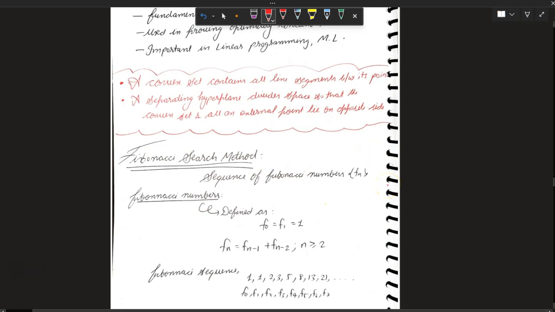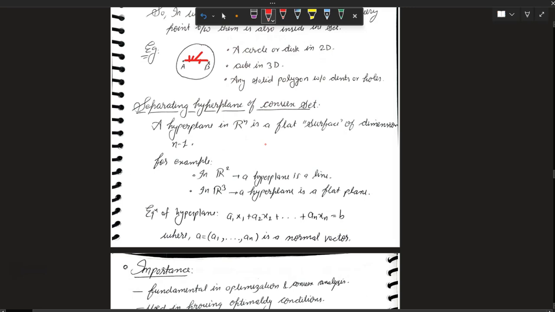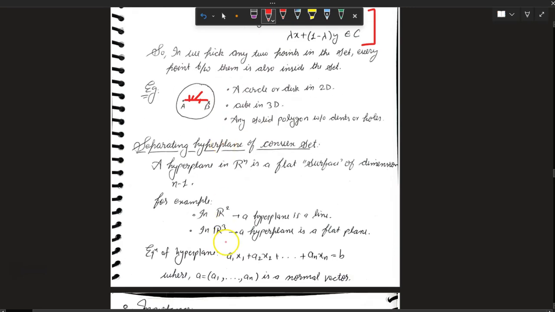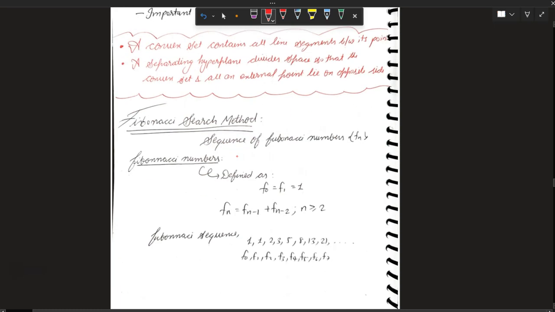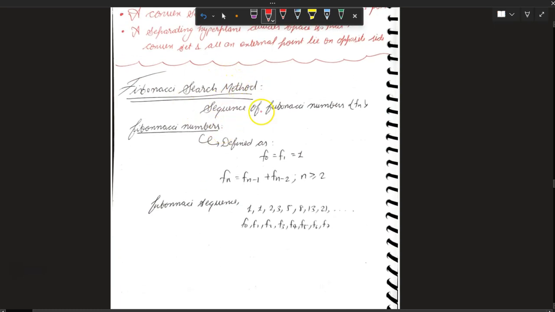Okay, so let's move to the next concept, and it is the Fibonacci search method. So for the convex set only these definitions will come, so please see this definition, only this will come. Alright, so what is the Fibonacci search method? So the Fibonacci series, you will know what the Fibonacci series is. In the Fibonacci series the sum of the previous 2 numbers is the current number. That is 1 plus 1 is 2, 2 plus 1 is 3, 3 plus 2 is 5, 5 plus 3 is 8. Like this are the Fibonacci numbers.